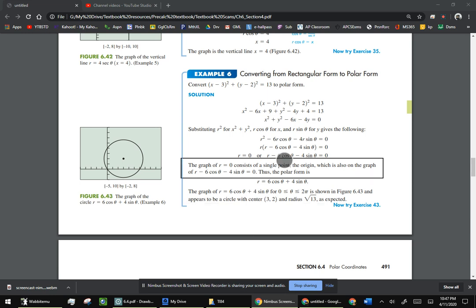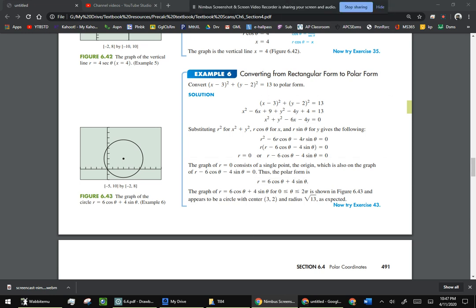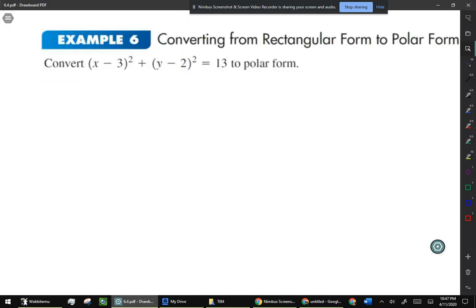Example 6 of 6.4, converting from rectangular form to polar form. First, we're going to start with some basic algebra. We have a circle here. It's a conic form with a center of (3, 2) and the radius of the square root of 13. Let's convert this to polar and confirm that it is indeed that circle.